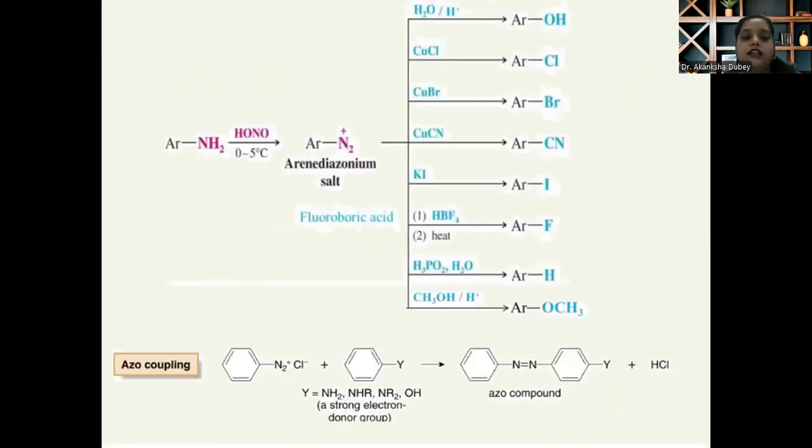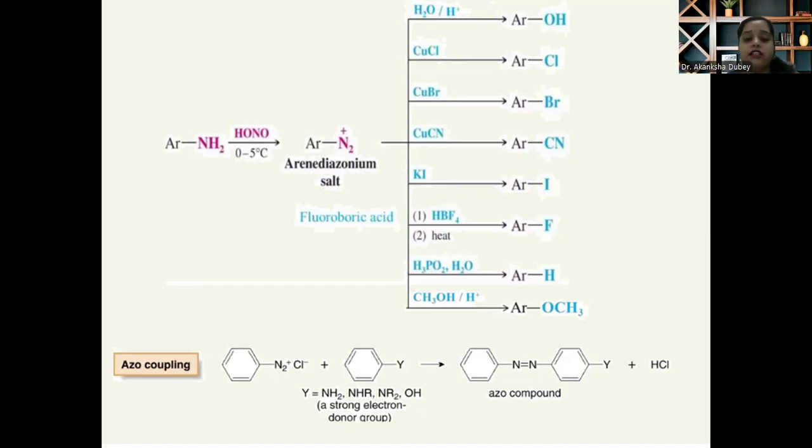Next, we have a few reactions where the amine is first treated with nitrous acid and gets converted into arene diazonium salt. In presence of different chemical reagents, different arene diazonium salts are formed and can turn into different compounds. Say, for example, if these are treated with fluoroboric acid, it can form ArF. If it is treated with an alcoholic group, that alcoholic group gets attached to the arene diazonium salt.